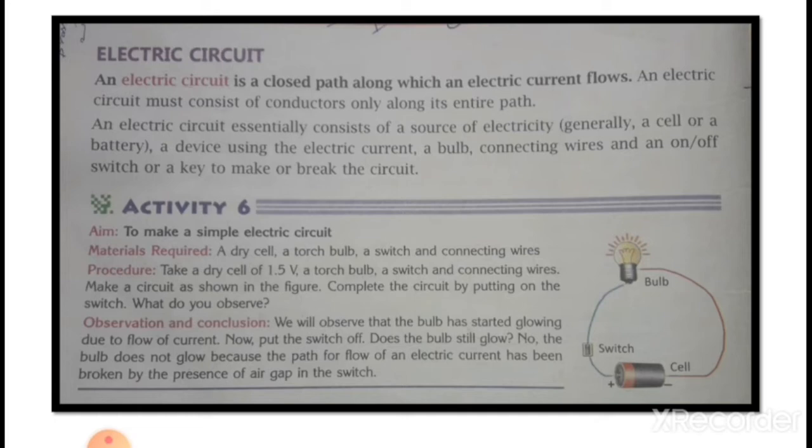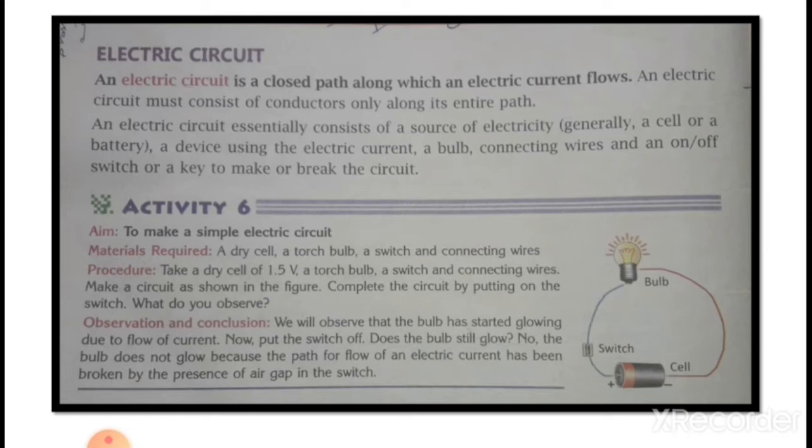So activity number 6 is an activity to make an electric circuit. The materials required are a dry cell, a torch bulb, a switch, and the connecting wires. We can connect all the devices as shown in the figure. The procedure is: take a dry cell of 1.5 volt, a torch bulb, a switch, and connecting wires. Make a circuit as shown in the figure.